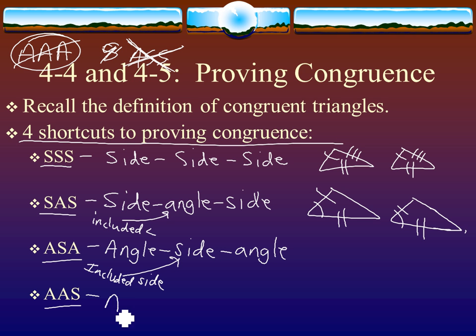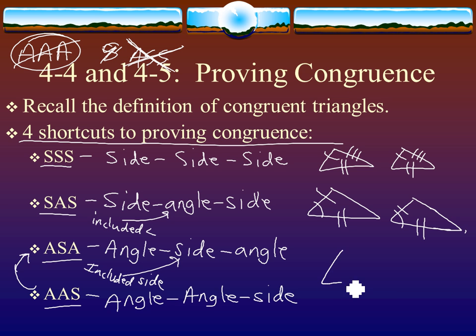Last one. Angle, angle, side. Now, angle, angle, side works because of angle, side, angle. And because of a theorem that we had last time. If you had these two triangles, you know this angle is congruent to this angle, and you know this angle is congruent to this angle, and you have this side is congruent to this side. Well, what do you know about these other two angles? They have to be congruent because we had a theorem that said if two angles in one triangle are congruent to two angles in another triangle, the third pair have to be congruent.